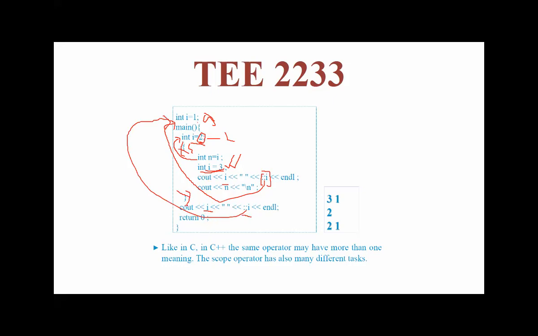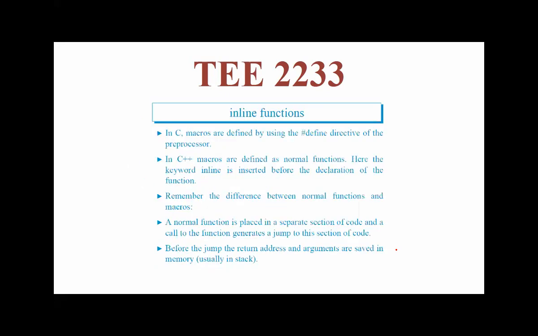Right, so I hope we get that explanation about our scope operators. So once you get out of this block, this i and this n no longer exist. We only have this int and that. When you go out of this block, then this i no longer exists. We are only left with that. Okay. So like in C++, the same operator may have more than one meaning. The scope operator has also many different tasks. We'll look at it later when we introduce the terms that we use there.